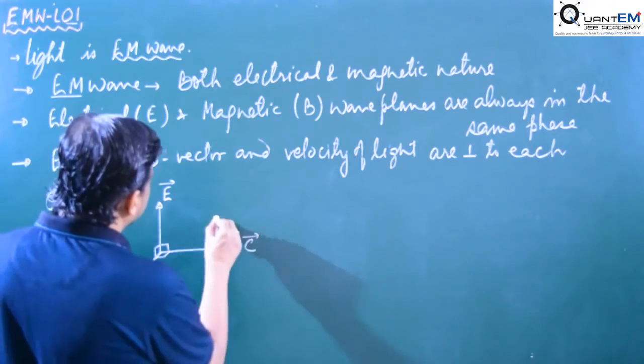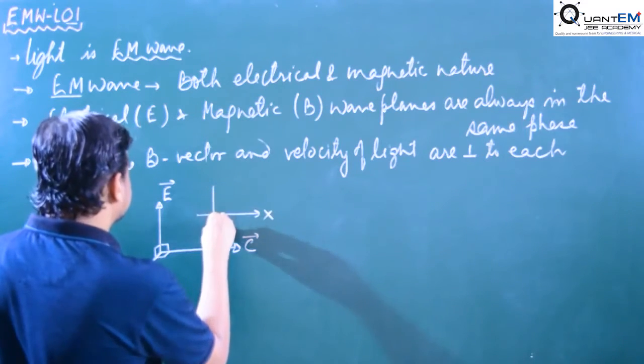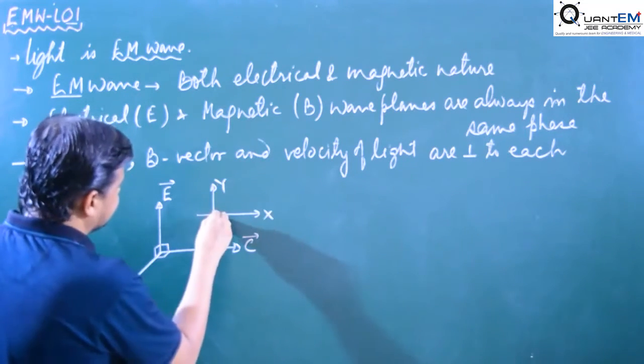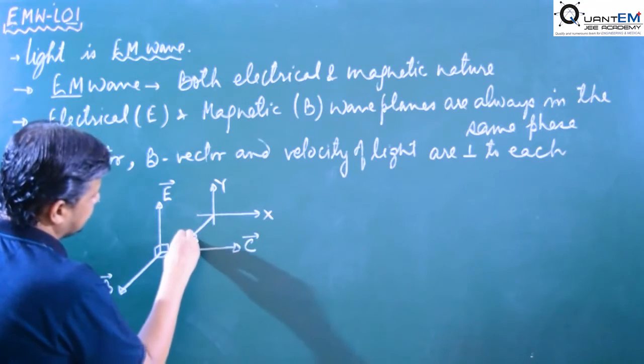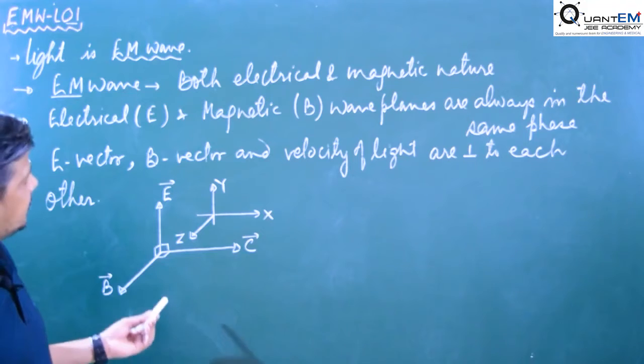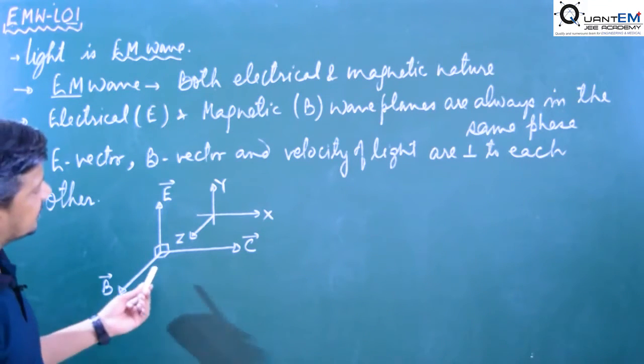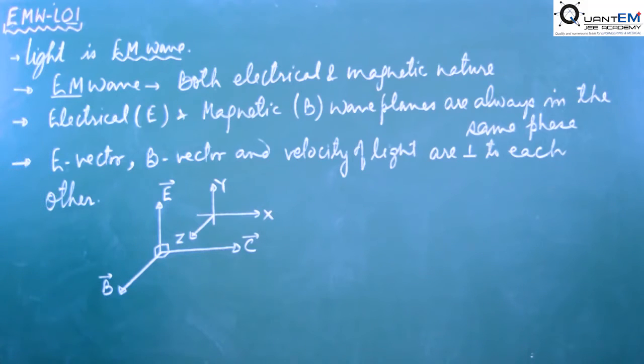Suppose this coordinate is x, this one is y and this one is z. तो इलेक्ट्रिक फील्ड वेक्टर अगर y में है and magnetic field vector is along z coordinate, then velocity of light is along the x coordinate.